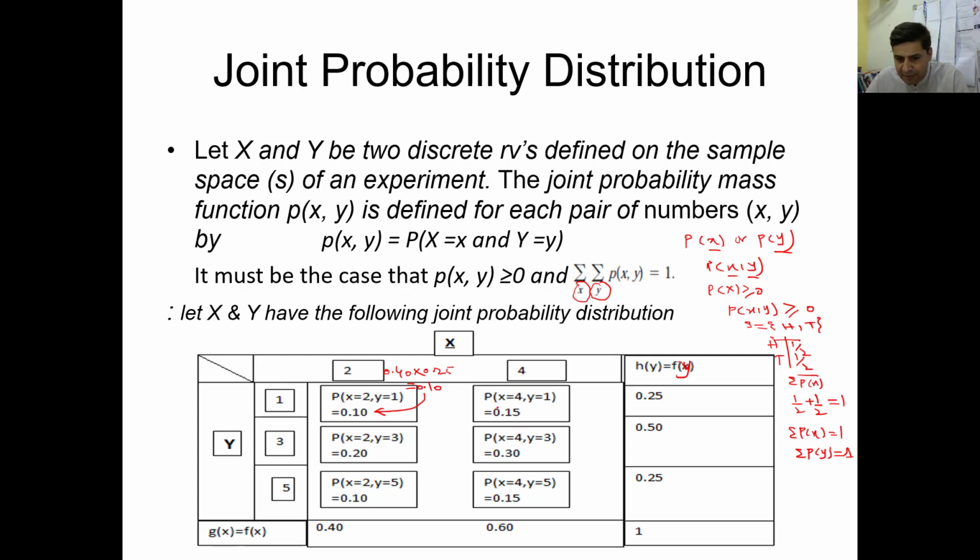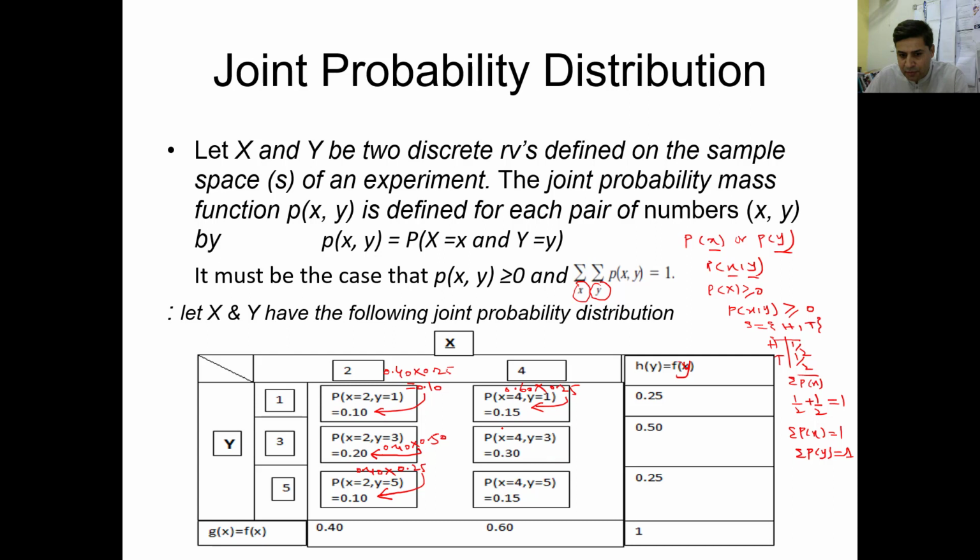Similarly, now you can see how you will get the other probabilities. When x is equal to 4, what is the probability? It is 0.60 multiplied by 0.25 for y equal to 1. When you multiply it, you will get 0.15. Similarly, for x equal to 2, the total probability is 0.40, and for y equal to 3 it is 0.50. When you multiply it, you will get 0.20. Similarly, when x is equal to 2, which is 0.40, multiplied by y equal to 5, which is 0.25, you will get 0.10.